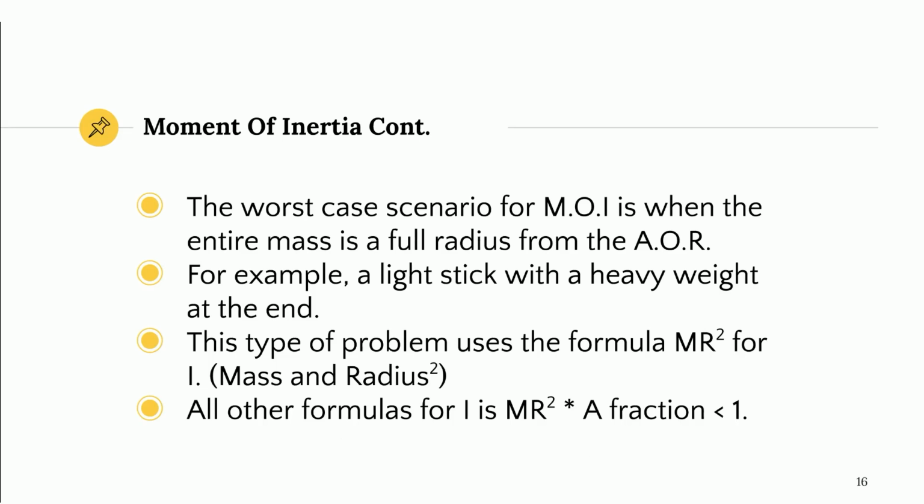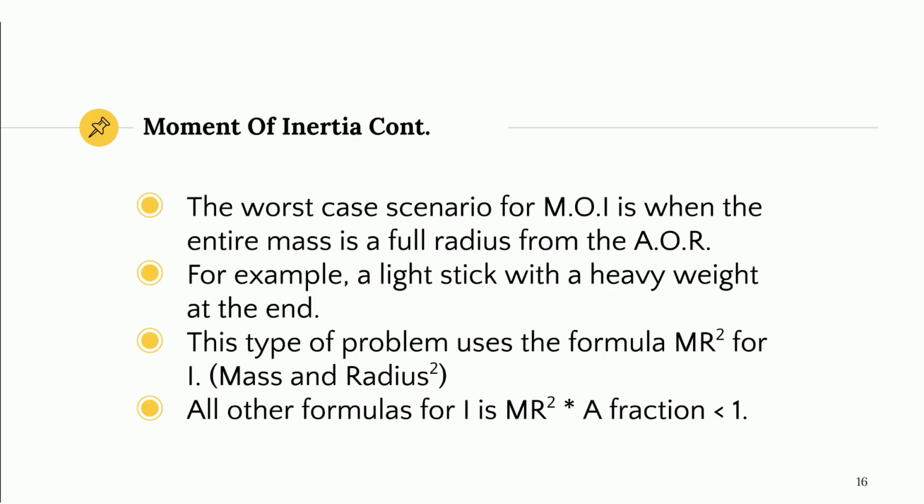The worst case scenario for moment of inertia is when the entire mass is a full radius from the axis of rotation. So for example, a light stick with a heavy weight at the end. In this case, the vast majority of the mass, the heavy weight, is all the way out at the end of the radius. Therefore, it will be the hardest possible thing to rotate.